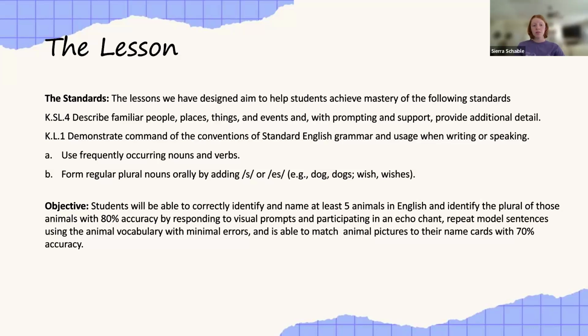Objectives. Students will be able to correctly identify and name at least 5 animals in English and identify the plural of those animals with 80% accuracy by responding to visual prompts and participating in an echo chant. Repeat model sentences using the animal vocabulary with minimal errors and be able to match animal pictures to their name cards with 70% accuracy.